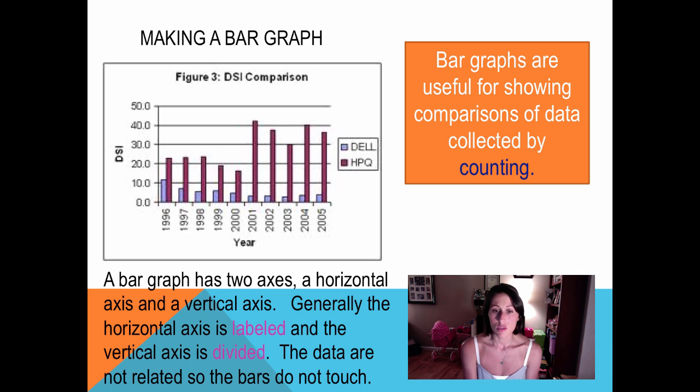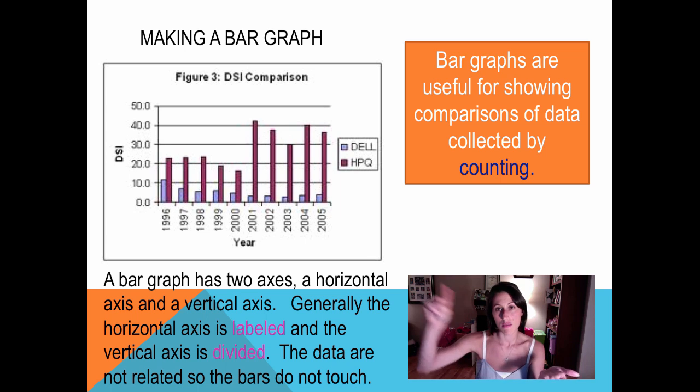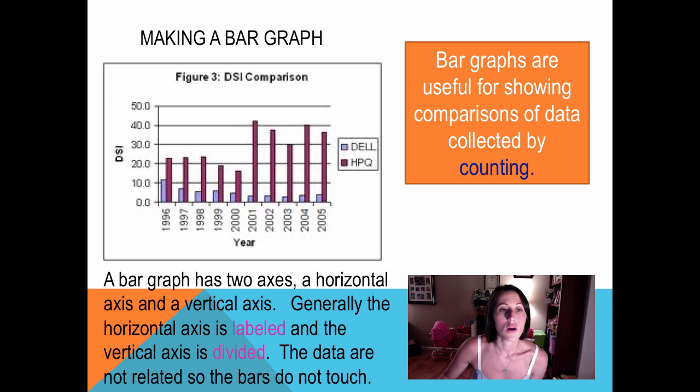Bar graphs also have 2 axes, horizontal and vertical. The horizontal axis down here is labeled, the vertical axis is divided. The data are not related, so the bars are not touching, which means they're not making a continuous line like a line graph does, okay? So the comparison bars can touch, but generally there's a gap in between so that you can see that there's a difference between the data collected for the independent variable.